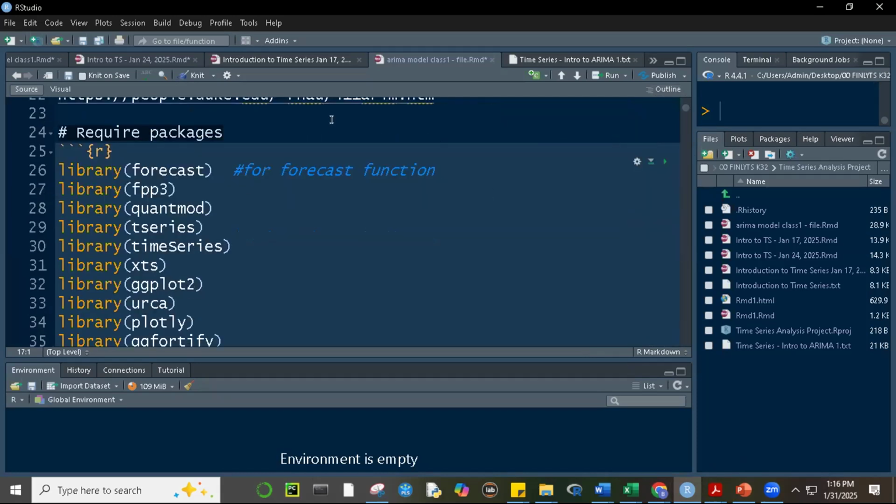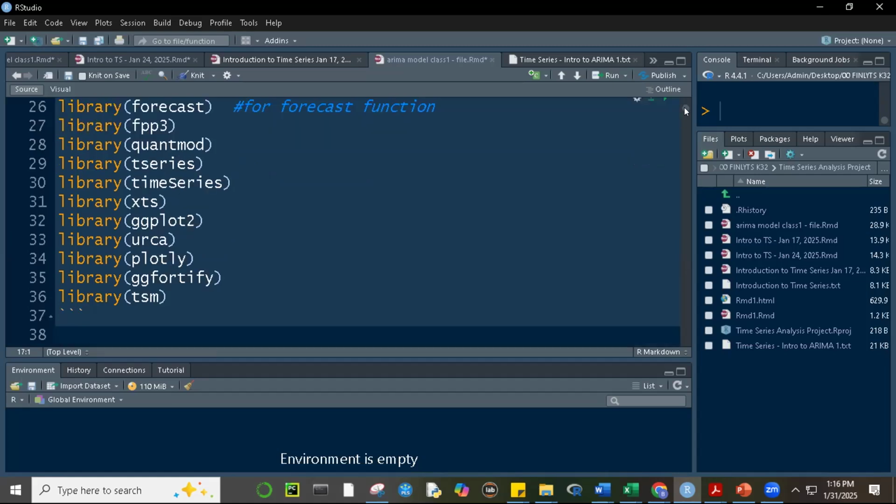Okay, so I hope you have run these packages. So we'll have forecast, FPP3, quant mode, time series. Some of these were running for the first time. I think FPP3, URCA, TSM, perhaps. So once you have run this, of course, if you see that, for example, you're running this code chunk and then it tells you that there's no package called FPP3, what do you do, class? You install first FPP3.